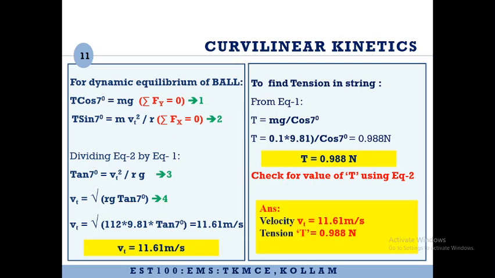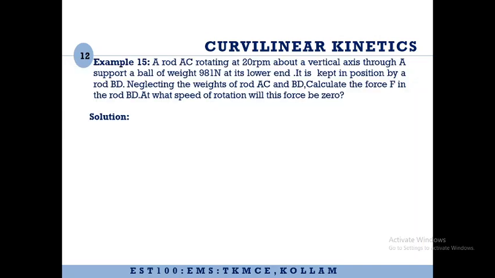Therefore the velocity of the truck is 11.61 meter per second and the tension in the string is 0.988 Newton. Now let us see the next question.